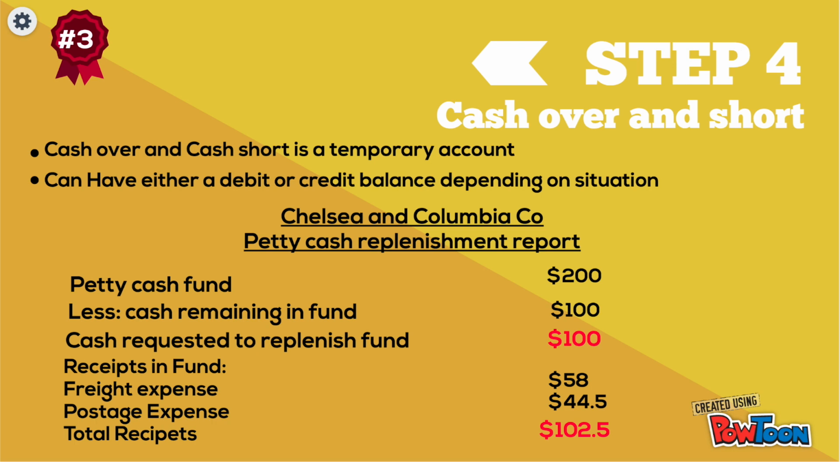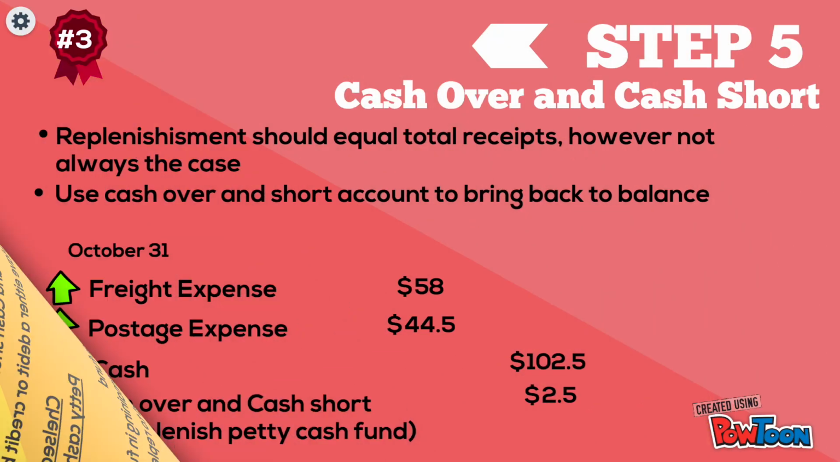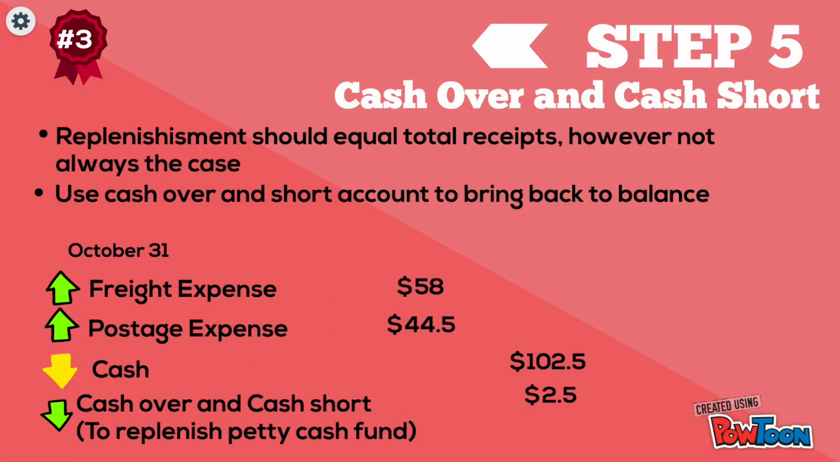As seen in Chelsea and Columbia Co.'s petty cash replenishment report, total receipts exceeds the cash requested to replenish the fund. Therefore, a cash over and cash short temporary account can be made. As a result, we must now use the cash over and cash short account to bring it back into balance.